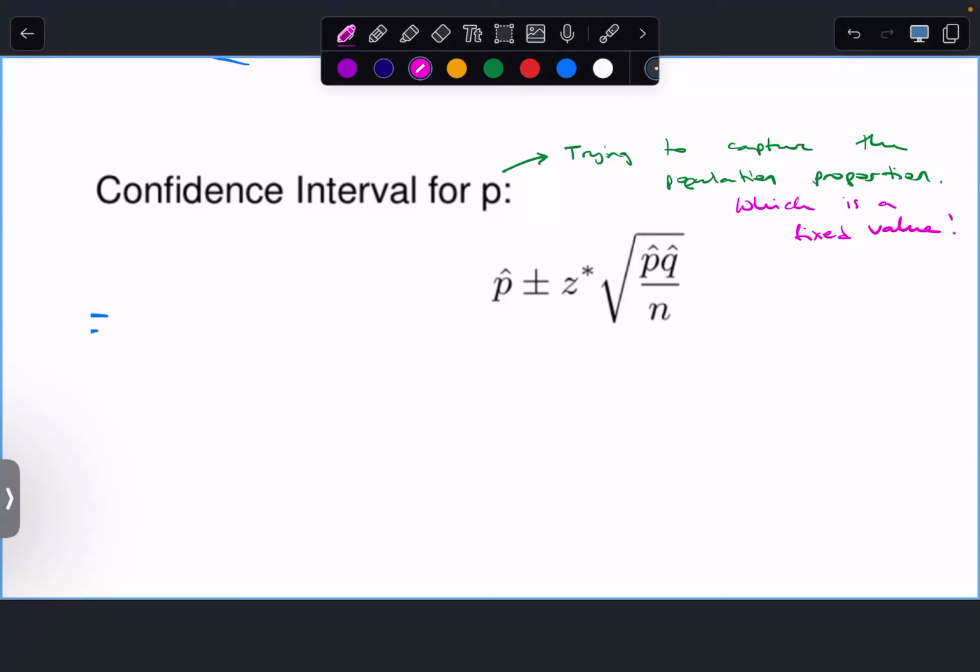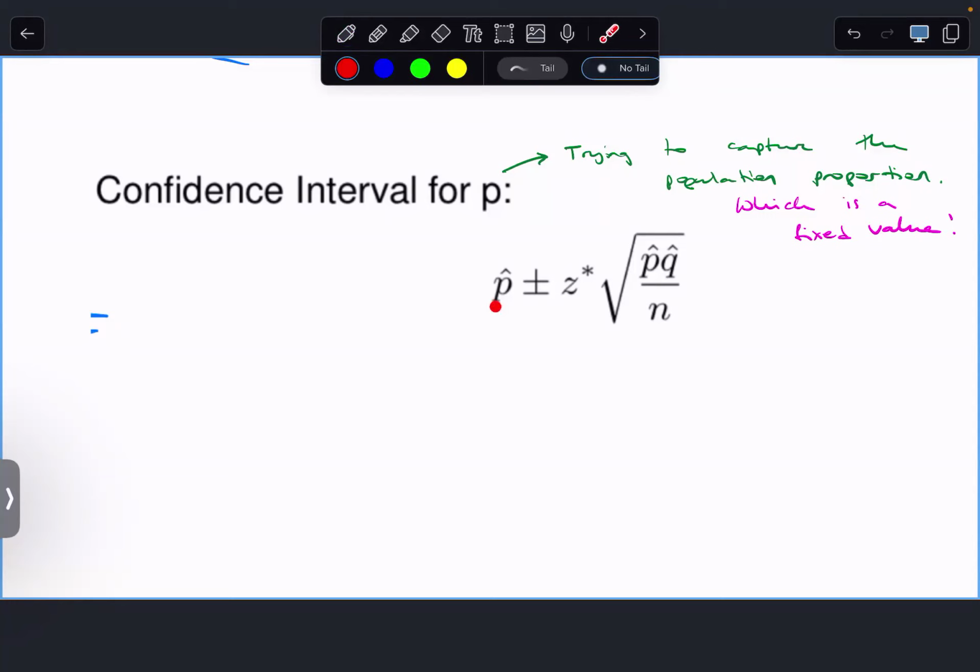This is going to be really important to have a handle on. If you were to collect the entire population, the population proportion would just be one thing, just one value, right? But we don't have that one thing, so we're going to try to capture it with a confidence interval.